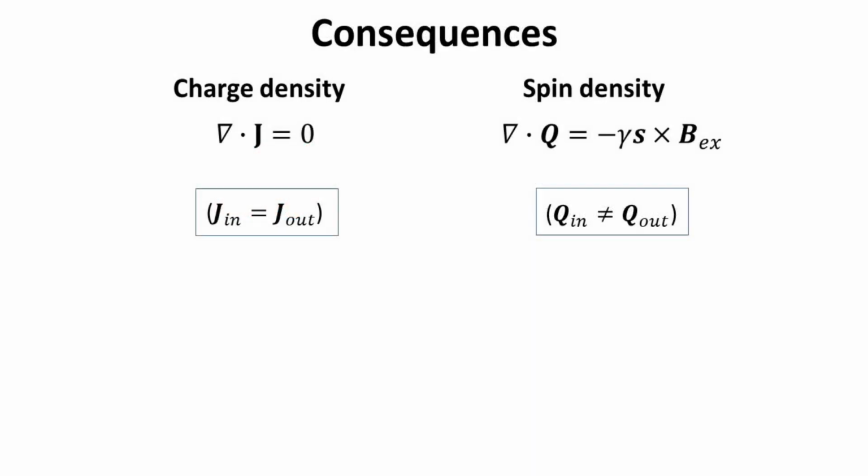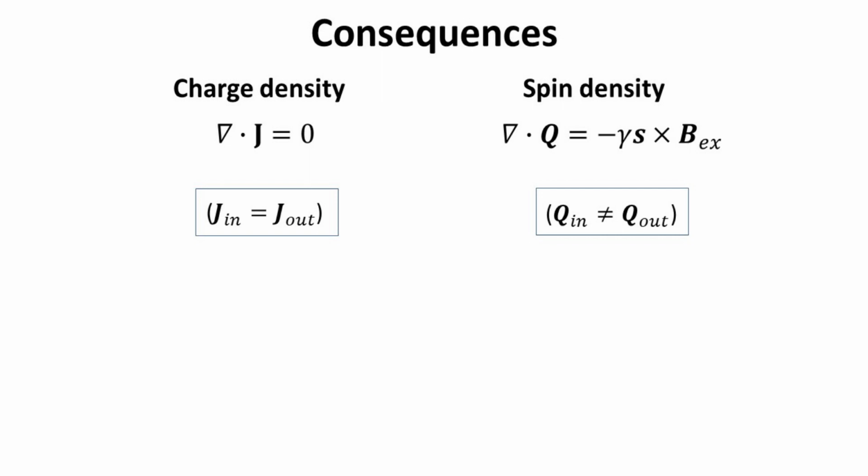In steady state, where nothing varies in time and the time derivatives vanish, the charge and spin density continuity equations inside a ferromagnet are shown above. The zero divergence of the charge current says that the total charge current flowing into a volume of space must equal the total flow of charge out of that volume if there is no charge accumulating within. Hence, incoming current, J in, must equal the outgoing current, J out.